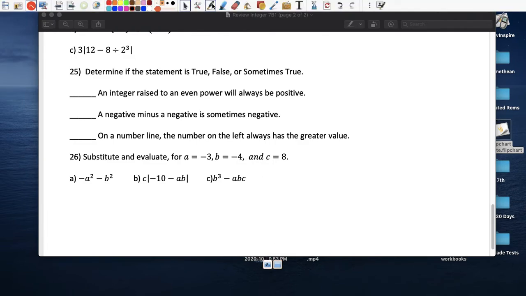Determine if it's true, false, or sometimes true. Okay, so we have 3 choices. An integer raised to an even power will always be positive. Yep.